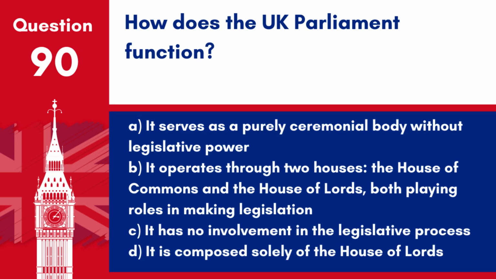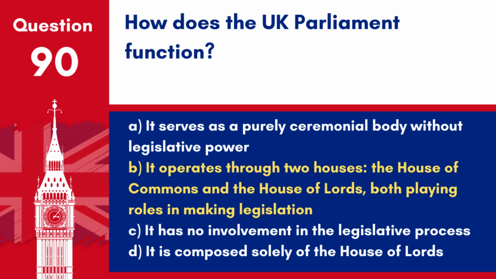Question 90. How does the UK Parliament function? A. It serves as a purely ceremonial body without legislative power. B. It operates through two houses, the House of Commons and the House of Lords, both playing roles in making legislation. C. It has no involvement in the legislative process. D. It is composed solely of the House of Lords.